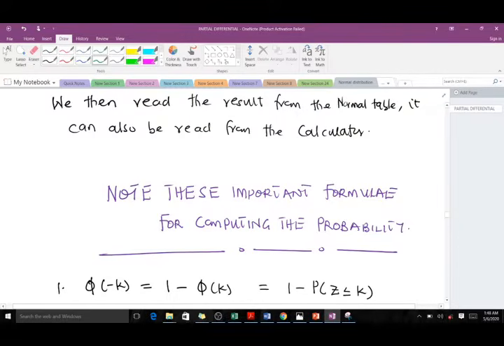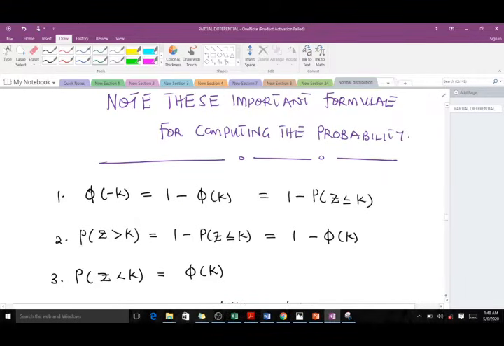Note this important formula for computing the probability. When you have phi of minus k, it's just giving us 1 minus phi of k. You see here it was minus, so it can just be 1 minus phi of k, then here it becomes positive, which is the same as 1 minus the probability that z is less than or equal to k. Don't worry, I know as you are going through now, it might look a bit difficult, but as we start applying it to solve examples, you realize it is very simple. Just try your best to follow along and don't be discouraged. It's not difficult at all.